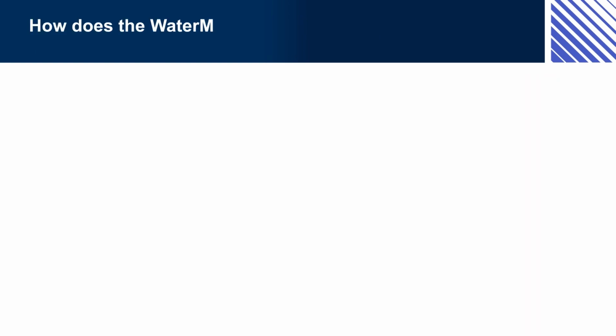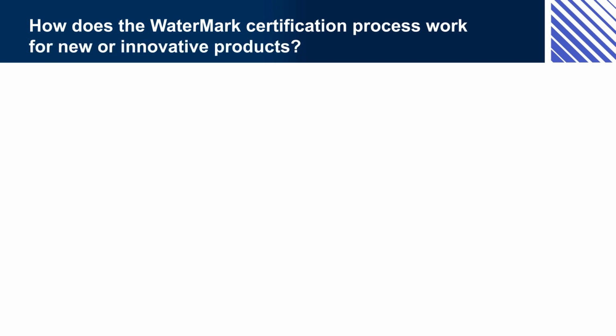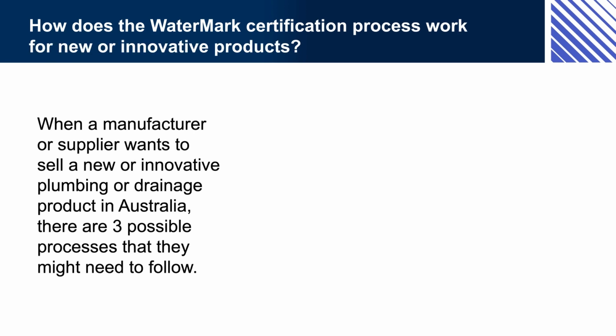How does the WaterMark certification process work for new or innovative products? When a manufacturer or supplier wants to sell a new or innovative plumbing or drainage product in Australia, there are 3 possible processes that they might need to follow.